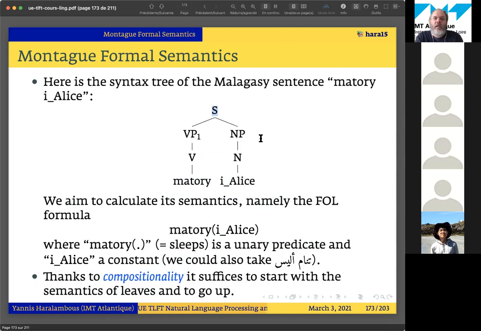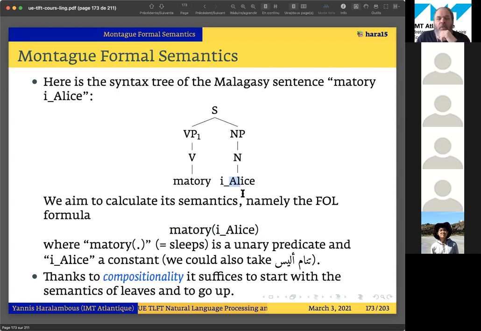Now, why did I choose Malagasy? For the simple reason that Malagasy is a VSO language, where the verb is placed first and then the subject, exactly like classical Arabic. Now, how do I obtain the meaning of the sentence, which in first order logic will be simply Matori, which means sleeps, i Alis. So this is the predicate, sleeps, and this is a constant, Alis. How can I obtain this logical formula out of the leaves of this tree?